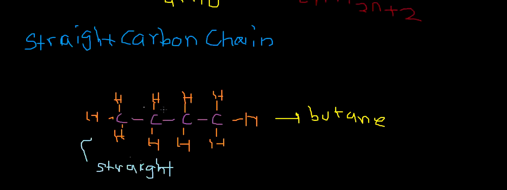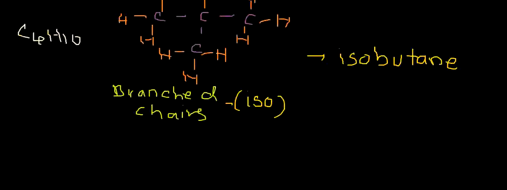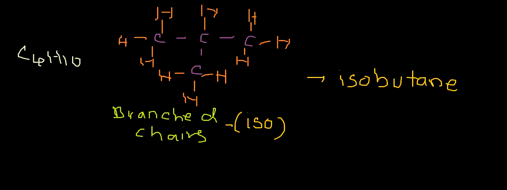So in the last video, we talked about the formation of two different types of chains: the straight carbon chain and the branched carbon chain. So in this video, let's talk about the formation of cyclic chains.